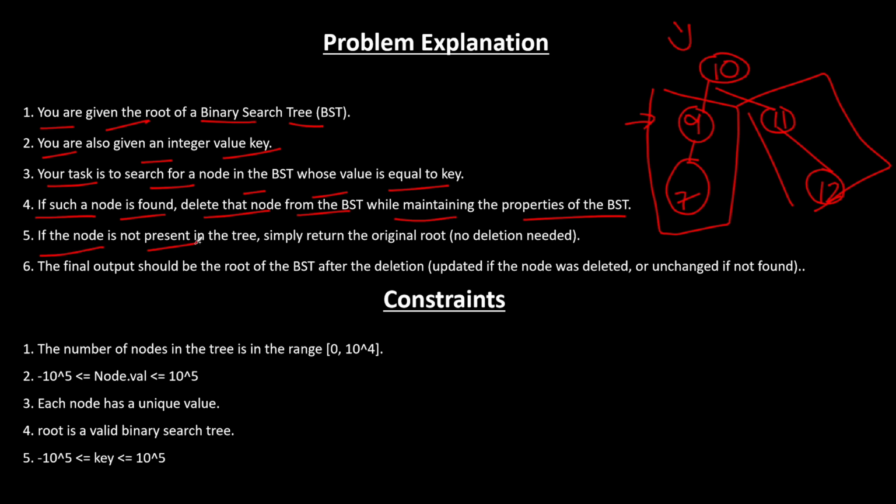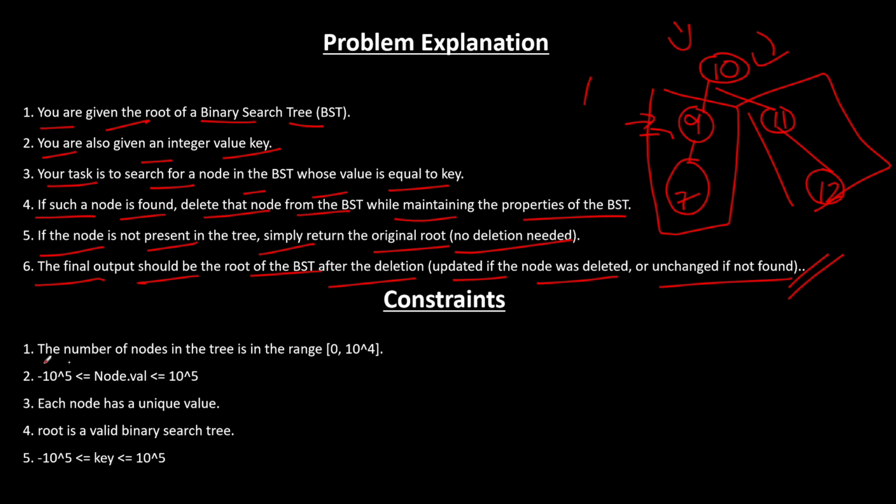If the node is not present in the tree, we simply return the original root because no deletion is needed. The final output should be the root of the BST after the deletion, updated if the node was deleted or unchanged if not found. So if it is deleted, this is the updated tree after deletion of the node with the value 8, right? If the deletion is not there, we should return the root because nothing has been done. This is what our problem is asking.